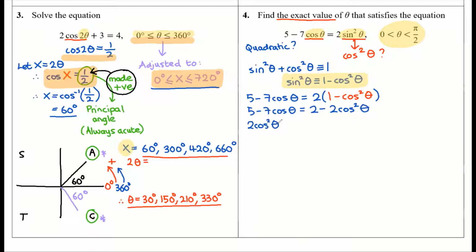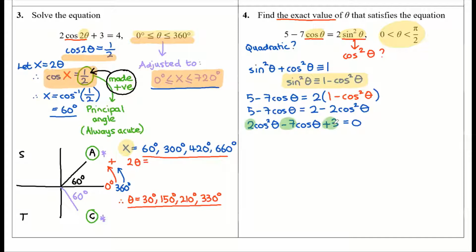Okay, then I can subtract the 7 cos theta. And then if I subtract 2 from both sides, that's going to give me plus 3 equals 0. We now have a quadratic equation we can solve. Now, you could solve this directly if you want to. You can use a calculator, put in the coefficients A, B, and C. Okay, whatever you want to do.